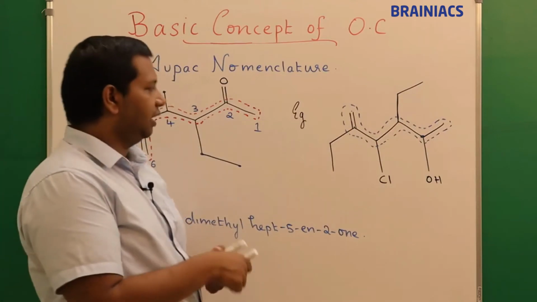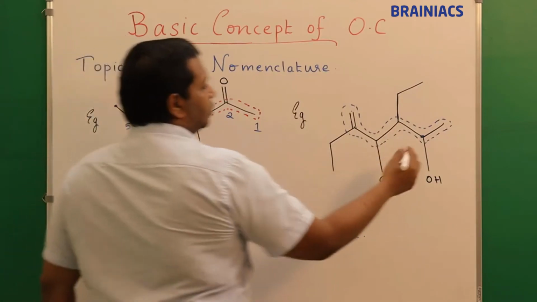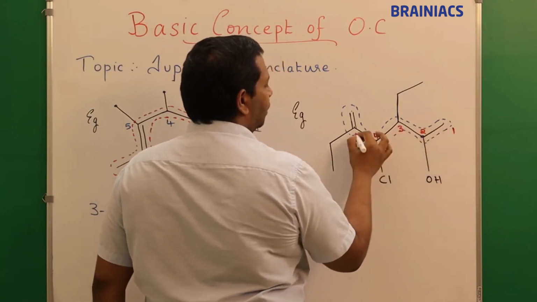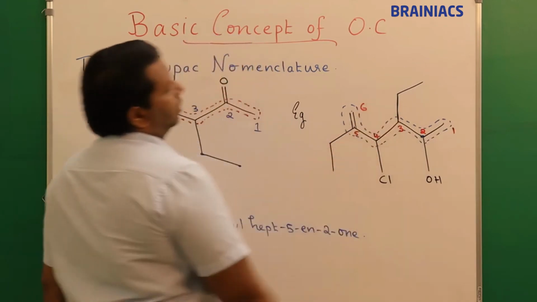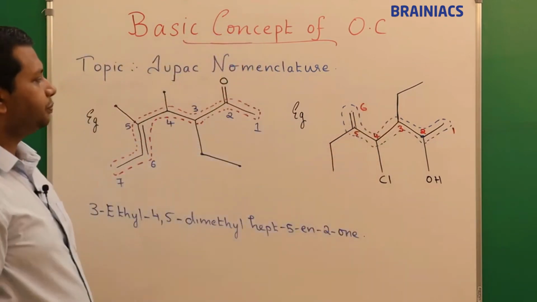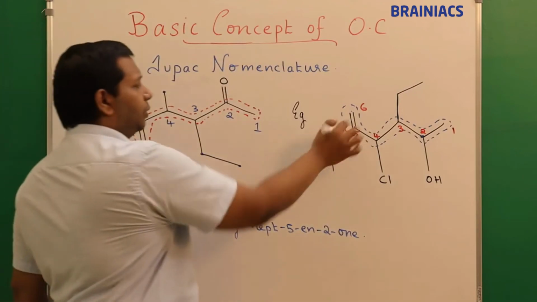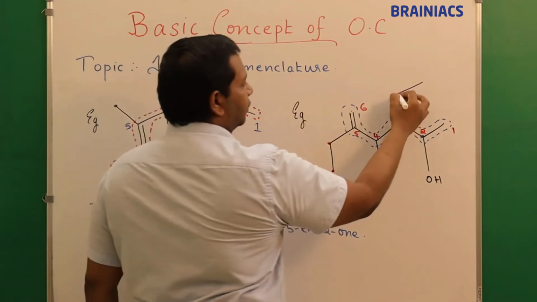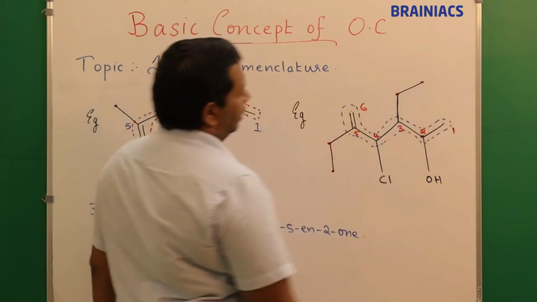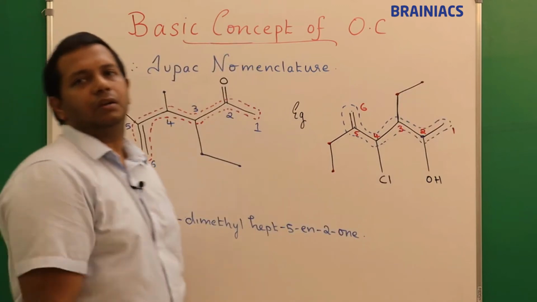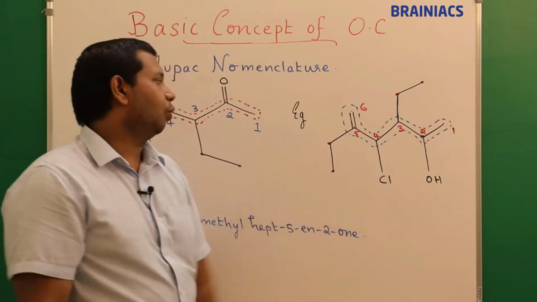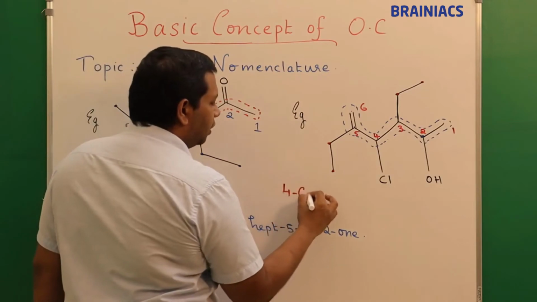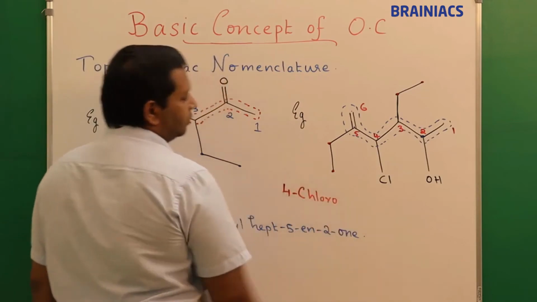Now numbering, again it is easy. The functional group is there, so that should get the lowest number. So this should be 1, this should be 2, this should be 3, this should be 4, this should be 5 and this should be 6. Correct? Now substituents: at the 5th position you can see an ethyl group is present. At the 4th position chloro is present. At the 3rd position there is an ethyl group present. Now chloro and ethyl, who comes first alphabetically? Chloro. So I can start with saying 4 hyphen chloro, correct?